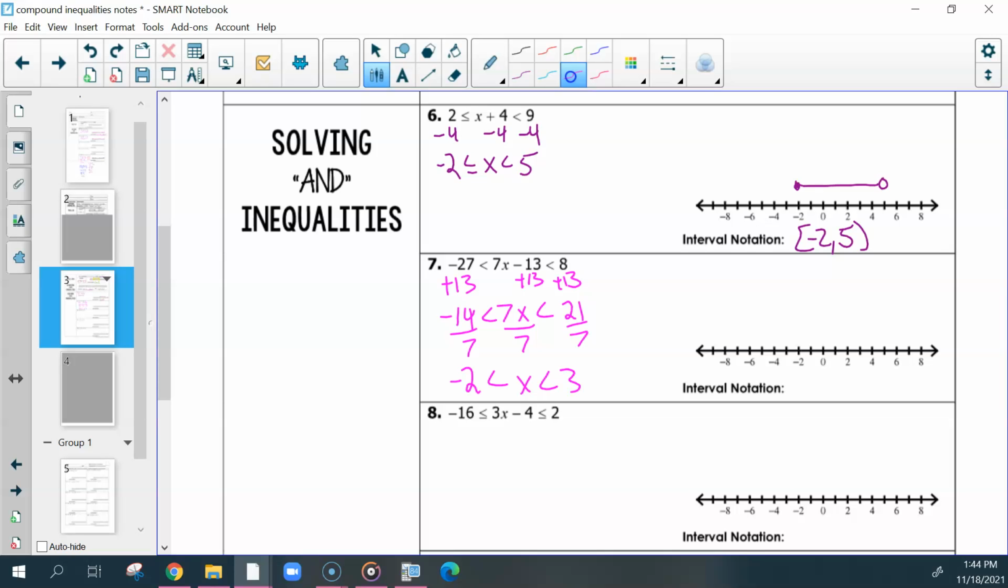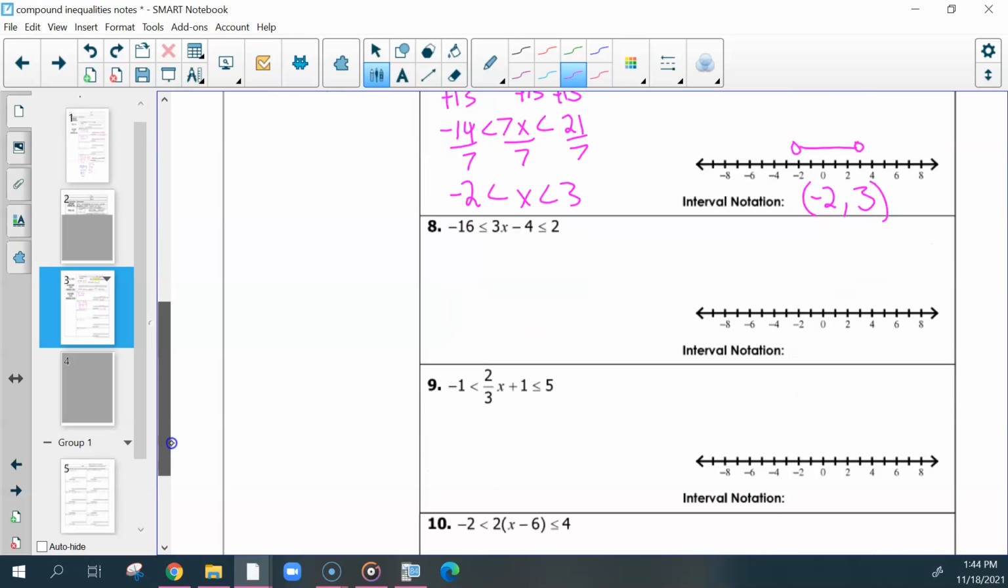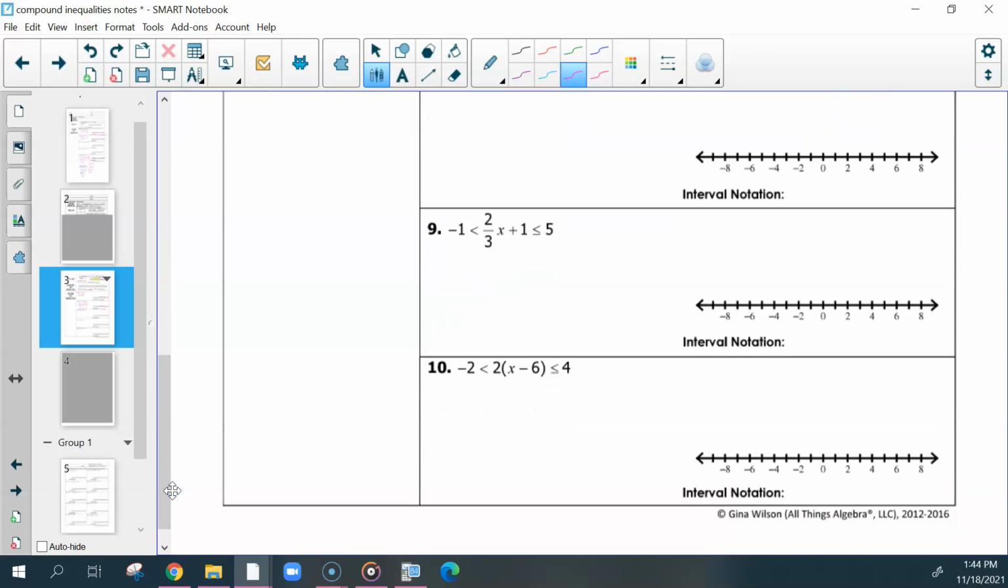Always make sure that you're keeping the right less than or greater than or equal to signs. So this would be an open circle at -2 and an open circle at 3, and I would connect those two. So my interval notation would be parenthesis -2, comma 3 parentheses. We're going to do just a couple more. We're going to do 9 and then we'll do 10.